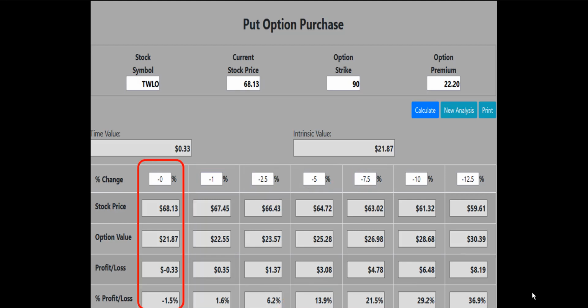And notice that if the TWLO stock price does not make the expected move down and remains flat at expiration, the 90 put would only lose 1.5% or $33 compared to the 100% or $530 loss for the 68 strike put that we looked at earlier.